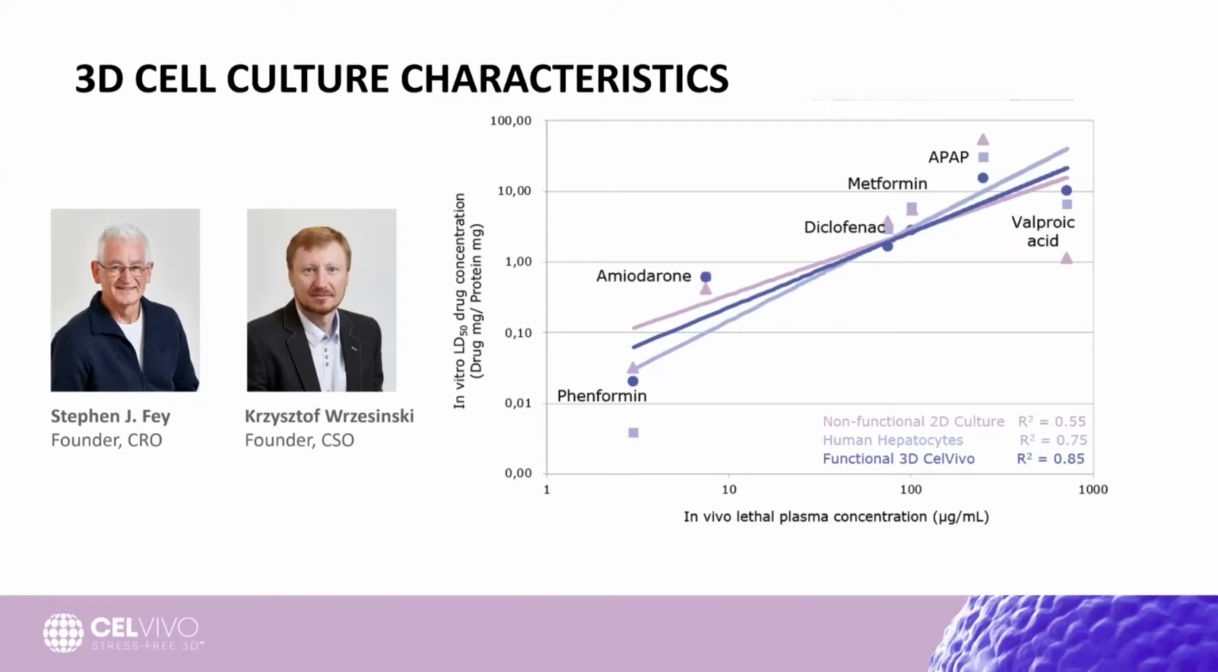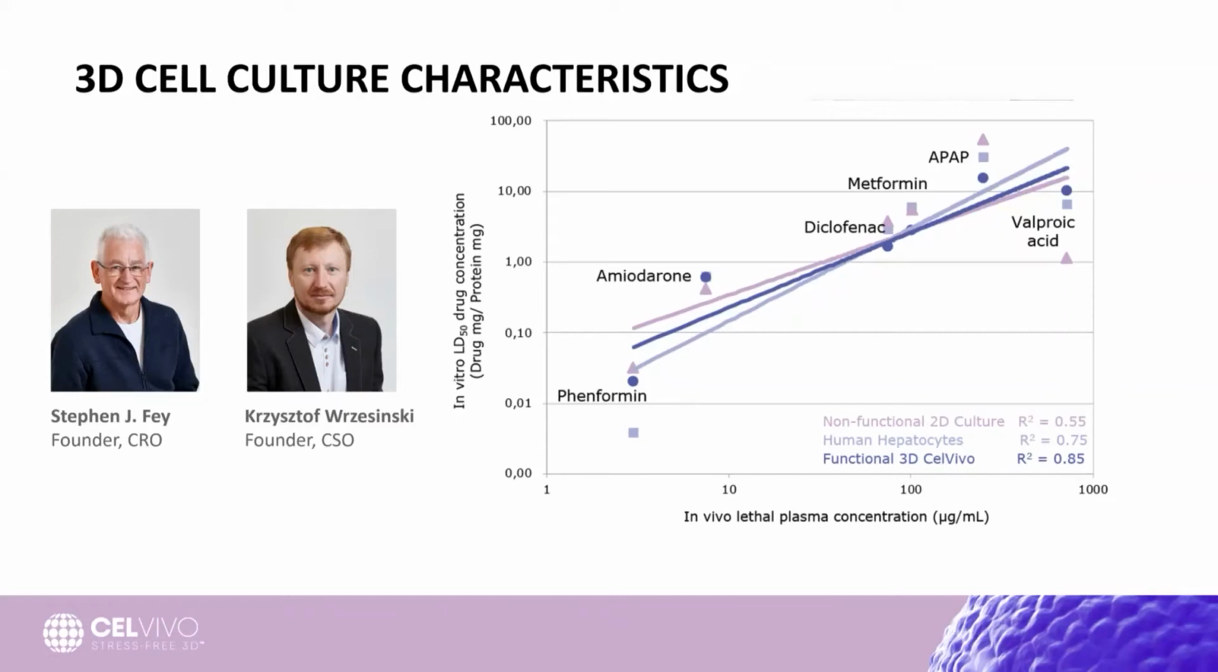So the first thing they did was to look at the 2D cell culture that was available. How well did 2D cell culture predict the toxicity of these drugs? And you can see that it has a prediction rate of 0.55. So it's almost random whether this 2D cell culture will predict the toxicity of these drugs.